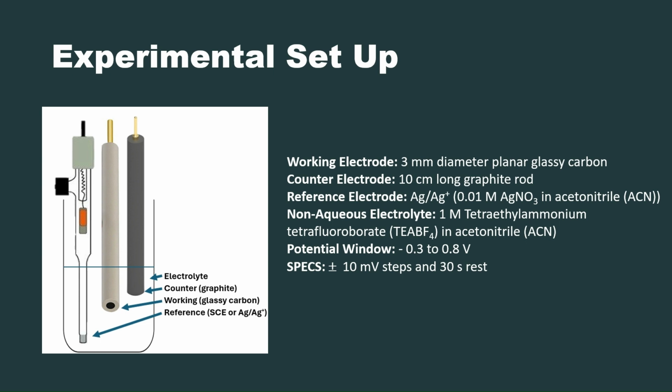So just for the experimental data that I will be using today, this is the experimental setup that I used for this experiment. Basically, the most important thing here is that it's a non-aqueous system. We have a planar glassy carbon electrode, so it's a flat surface, no pores. Our electrolyte is 1 molar tetraethylammonium tetrafluoroborate, dissolved in acetonitrile. And this is our potential window. For the SPECS part of it, we did plus or minus 10 millivolt steps with 30-second rests in between each step.